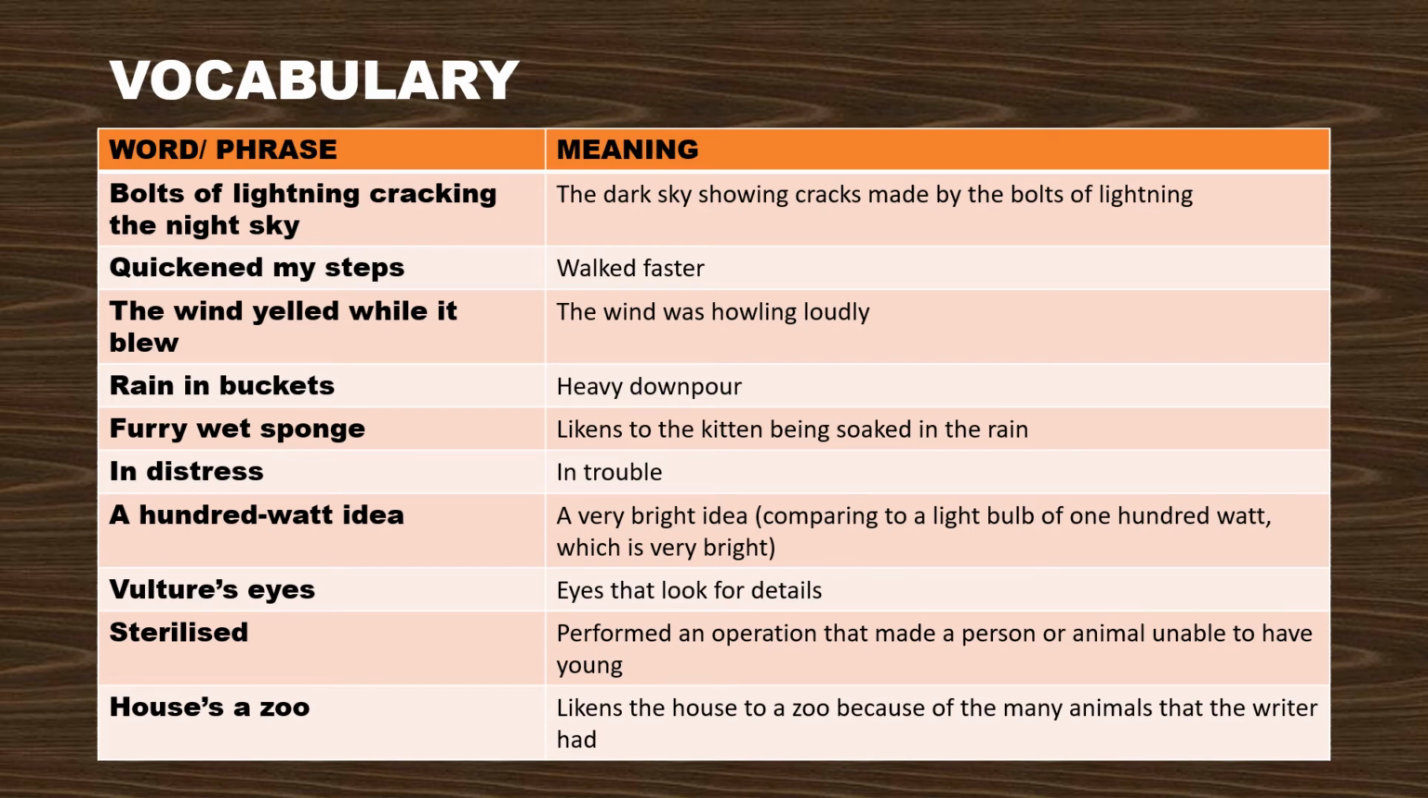Yes, so here next one will be sterilized, perform an operation that made a person or animal unable to have young or babies. Now next one, the final one will be house a zoo. It likens the house to a zoo because of the many pets or animals that the writer had. So these are the words or phrase that you can copy down into your vocabulary book.